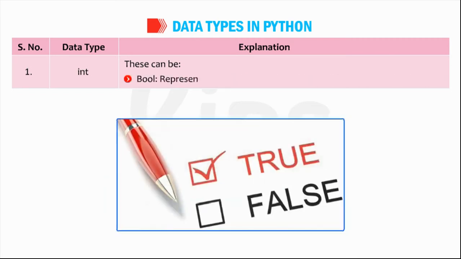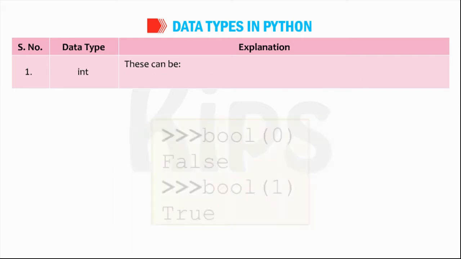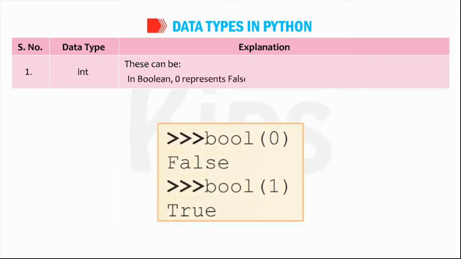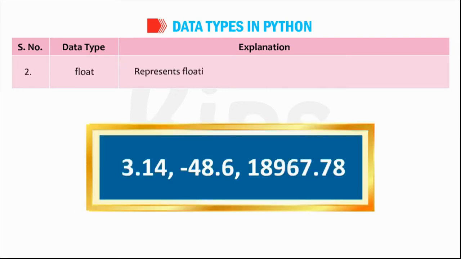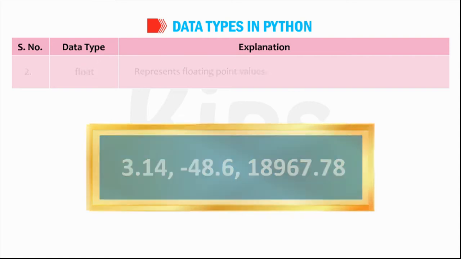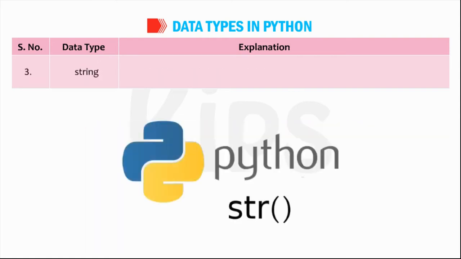Bool represents logical values in the form of true and false. In Boolean, 0 represents false and 1 represents true. 2. Float represents floating point values. 3. String represents a collection of characters enclosed within single or double quotes.